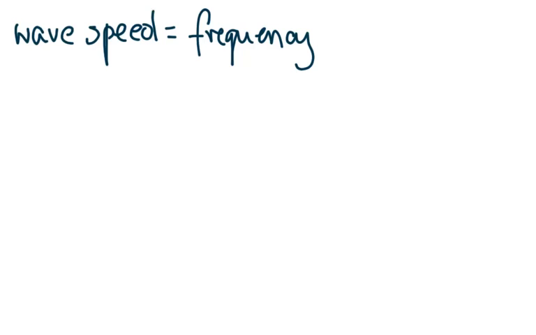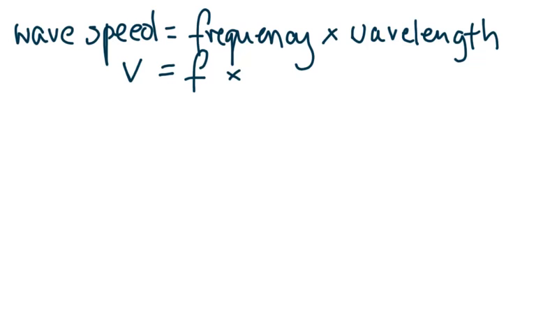It is wave speed, it's equal to frequency of the wave, of course, times wavelength. And that's the word form of the formula. Wave speed, it's V, frequency is F, and wavelength, it's a lambda, it's a Greek letter lambda.